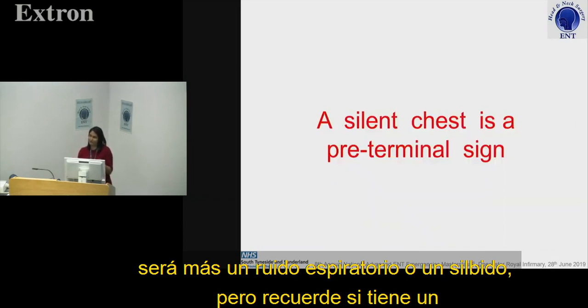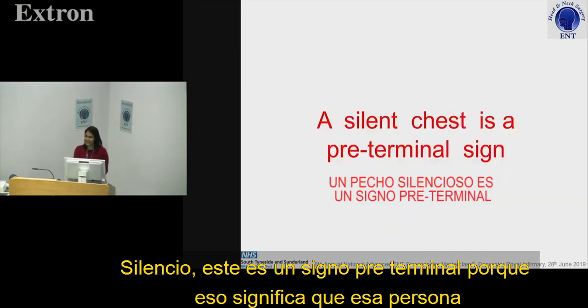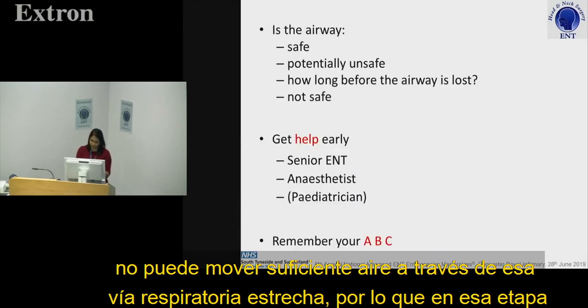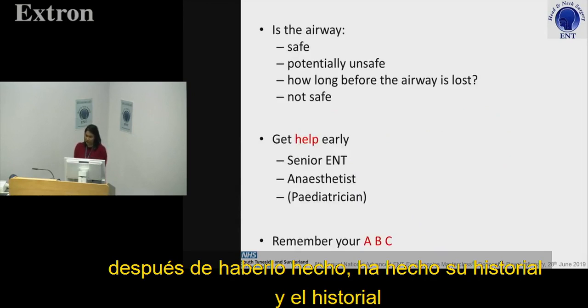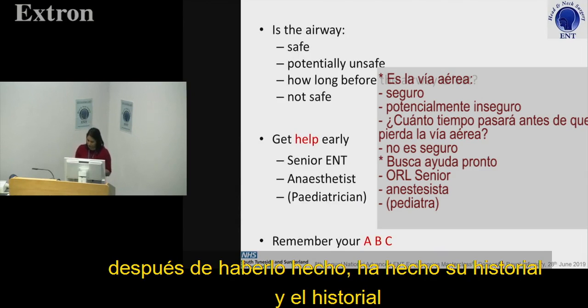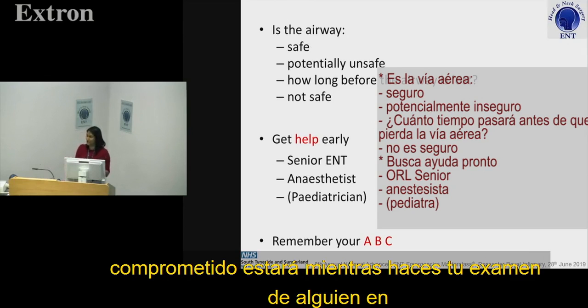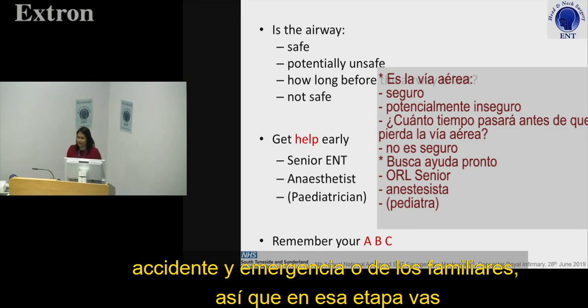But remember, if you've got a silent chest, this is a pre-terminal sign, because that means that that person is not able to shift enough air through that narrowed airway. So at that stage, after you've done your history taking, and the history taking might be from the patient himself or herself, or if the patient is really compromised, it will be whilst you're doing your examination from somebody in accident and emergency or from the relatives.